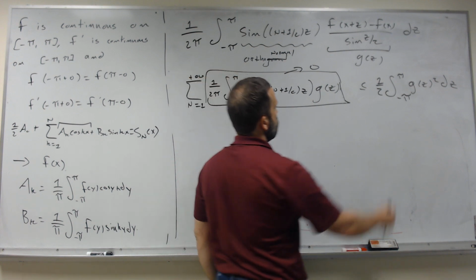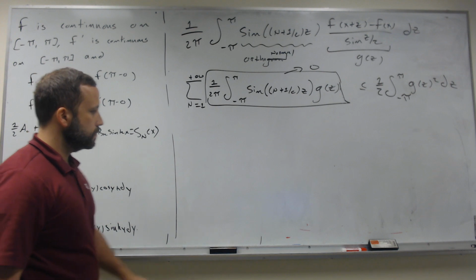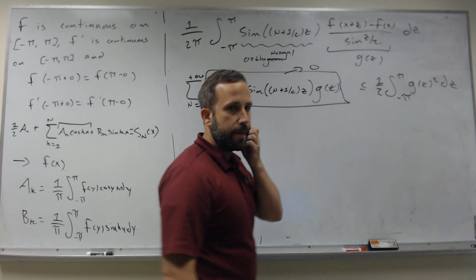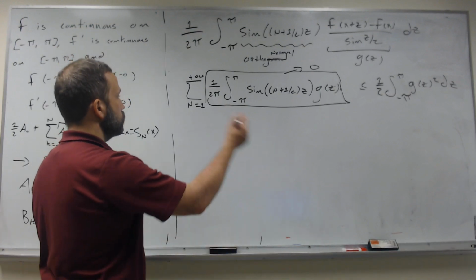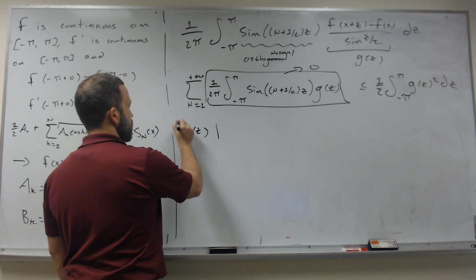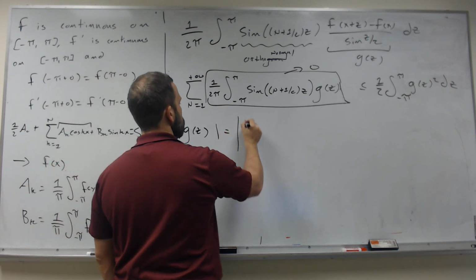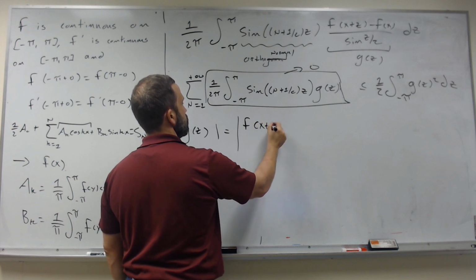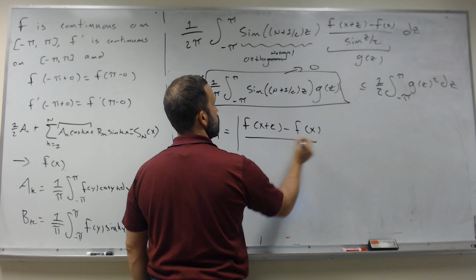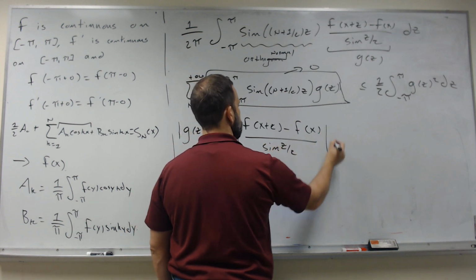So all I need to do now is show that this g of z is square integrable. And what I'm actually going to do is show that g of z is a bounded function. So how can I do that? Well, the absolute value of g of z is equal to the absolute value of f of x plus z minus f of x divided by sine of z over 2.